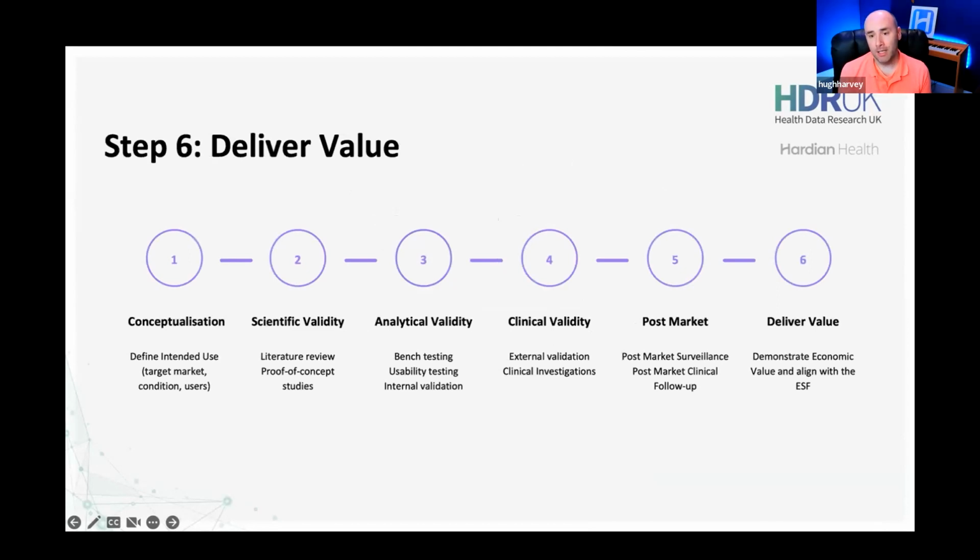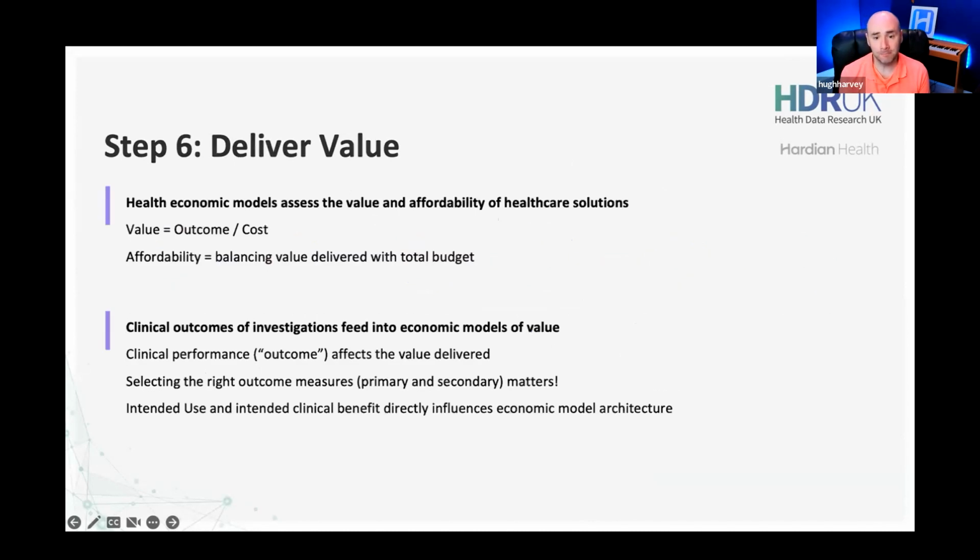So part of the ESF is obviously clinical evidence, but they also want you to go further and show health economic evidence, value, and alignment with the basic ethical principles of the entire framework. And we'll show you what all of the standards are and what kind of devices they relate to. But first, what do we mean by delivering value?